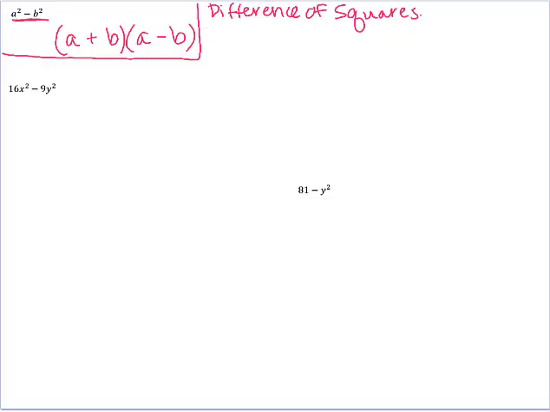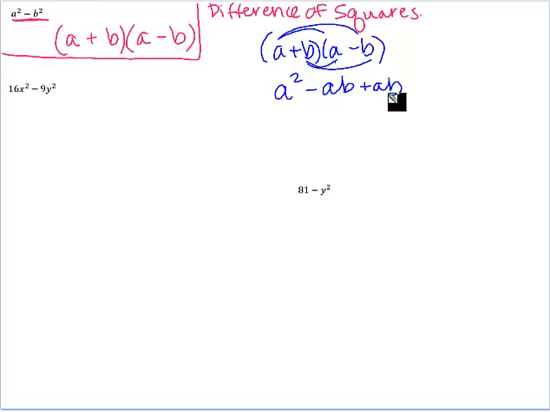Now I'm going to show you why this works. So if we have a plus b times a minus b, and if we were to simplify this, we'd want to distribute the a to both. So we'd have a squared minus ab. Distribute the b to both. So b times a is plus ab. b times negative b is minus b squared. Negative ab plus ab cancel, and we're left with a squared minus b squared, which is exactly what we started with.